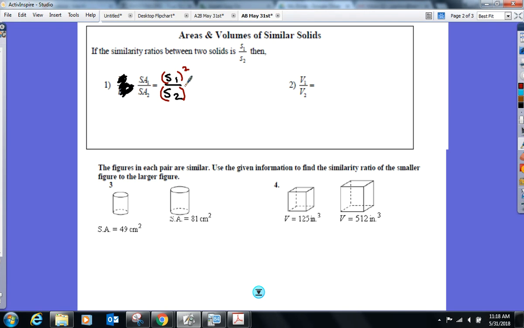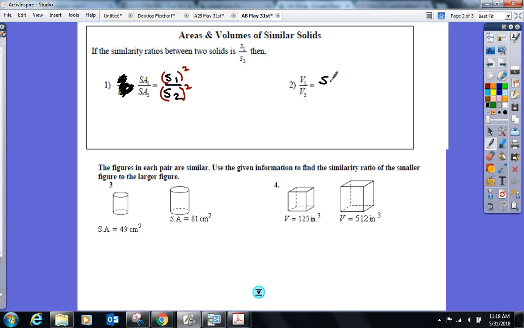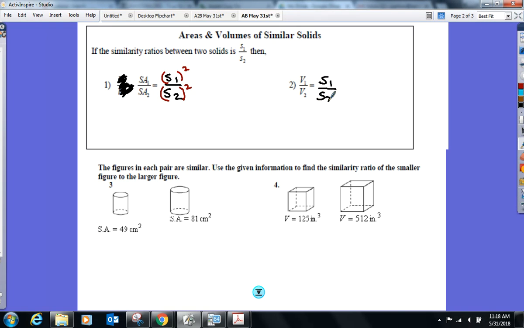So whatever the ratio of two corresponding lengths is, it will be squared for the surface area ratio. And what if I wanted to go backwards? What if I give you this today and say, hey, what's the ratio of two sides? All right, you guys are good. What about volume? Do you think that's equal to the ratio of two sides?